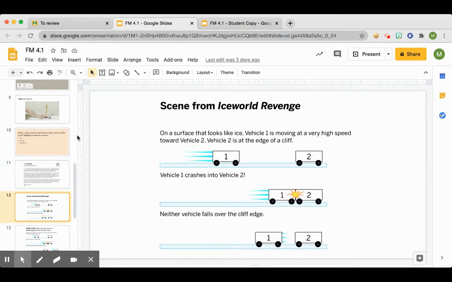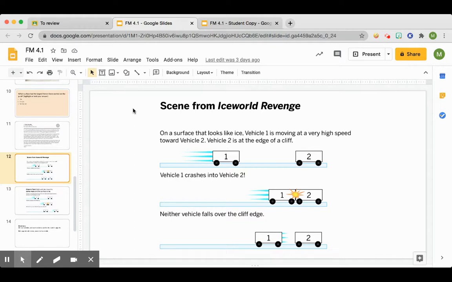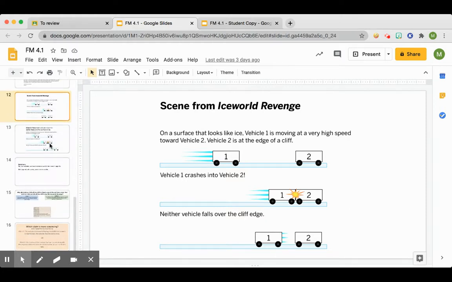And then these are 2 diagrams that show what happened. Claire's trying to recreate this scene from this movie, Ice World Revenge. In the movie, you'll read up here that she knows that it was done on a miniature level and on a surface that looks like ice. Vehicle 1 is moving at a very high speed towards Vehicle 2, and Vehicle 2 is at the edge of a cliff. In the movie, Vehicle 1 crashes into Vehicle 2, but neither vehicle falls off the cliff. Okay, so use what we went over here to help you understand what's happening here.